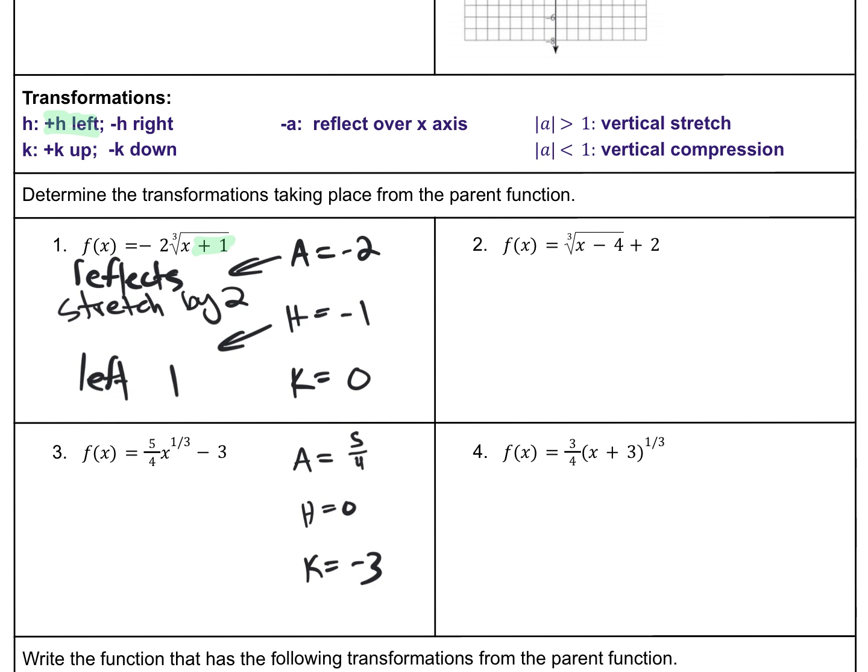So just a couple transformations taking place this time. A value, even though it is a fraction, is still bigger than 1, so we would have a stretch happening by our A value. So stretch by 5/4, and then with our K value, just -3, we would be shifting our parent function down 3. No shifts left or right on that one. Let's go ahead and try those even problems 2 and 4 with your group.